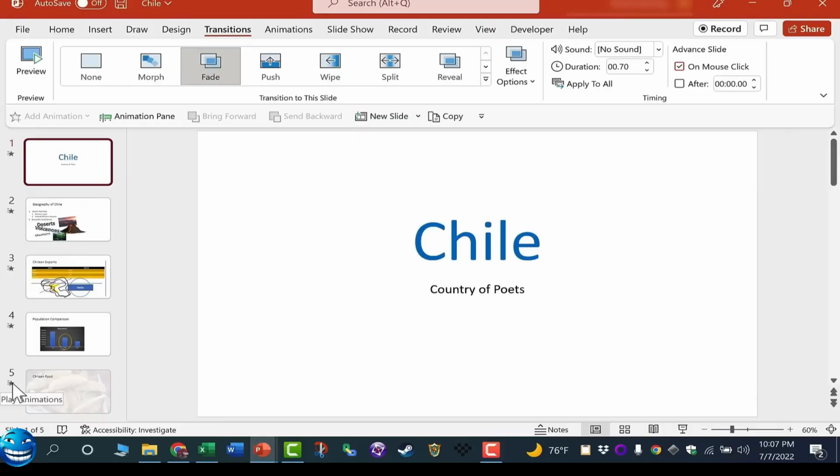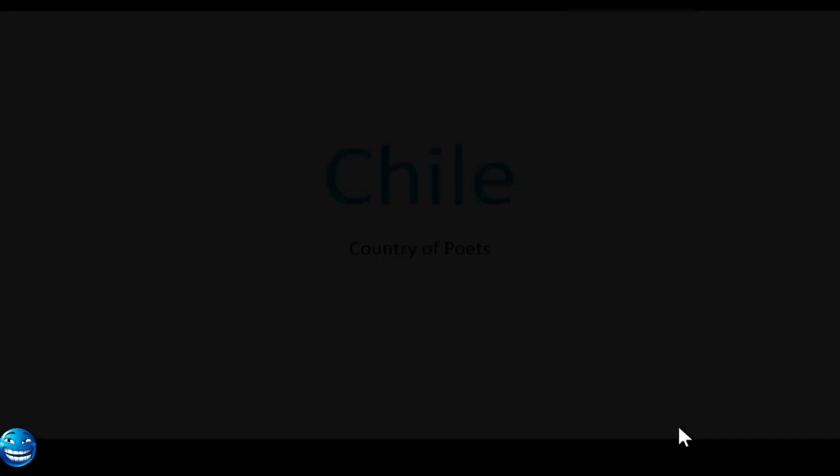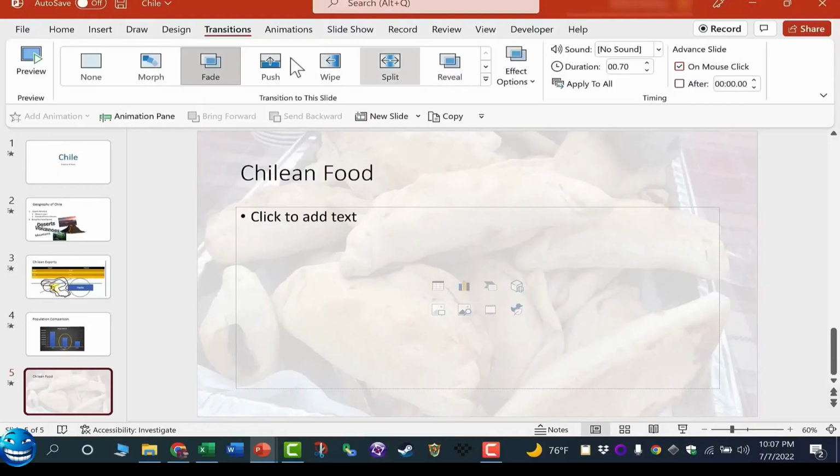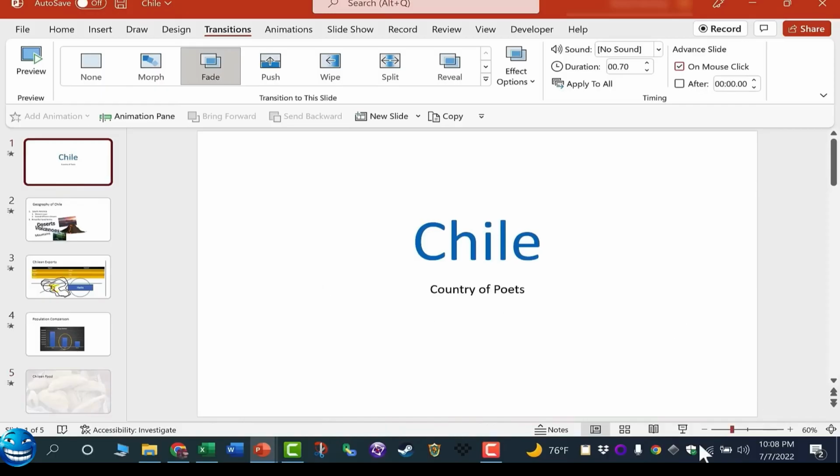I'll click, and there's my first slide fading in. Then, I can click to advance to the next slide, and there's my very dramatic vortex transition. I'm going to tap Escape to exit the presentation. So, have some fun with the transitions, but my advice is, use them sparingly, use them judiciously, and in many cases, just use the same transition over and over in a particular slideshow.